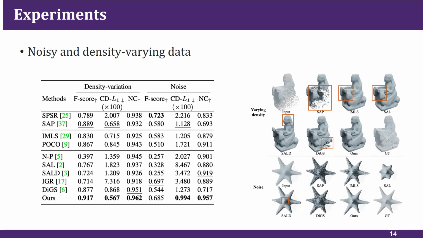To evaluate the robustness of our method to varying sampling density, we conduct experiments on the varying density dataset released by Peng-Shuai. As shown in the table, our method performs the best on all three metrics, as shown in the figure. Our method produces more complete surfaces compared with the baseline methods. Note that POCO has difficulty in obtaining the accurate surface, since the test shape sampling density is not similar to their training set shapes.